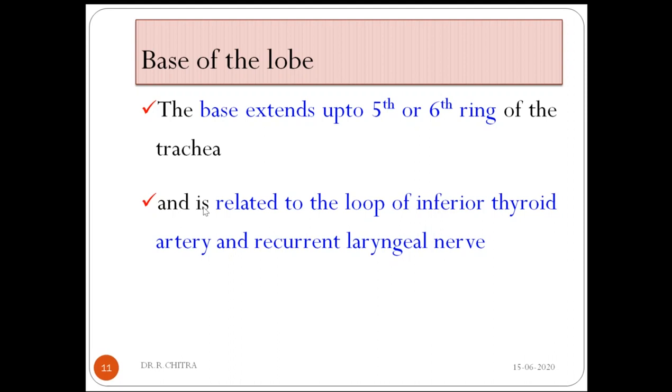What is this inferior thyroid artery? It's a branch of the thyrocervical trunk of the subclavian artery. Recurrent laryngeal nerve is a branch of the vagus. If you see the relation of the artery and the nerve, they may have a variable relation. Sometimes the nerve passes in front of or in between the divisions of the artery.